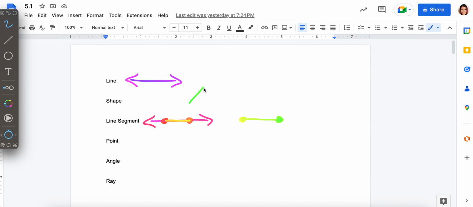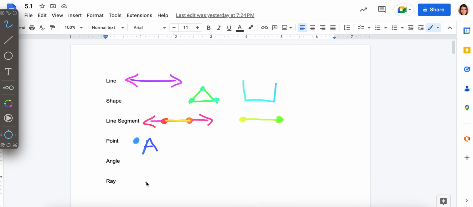A shape is made up of line segments. So we have a triangle, and you notice here we have little line segments, and a shape is going to be closed, right? It's not going to be open. A point is just some location in space. It doesn't have a size, but we identify them with uppercase letters. So this would be point A.